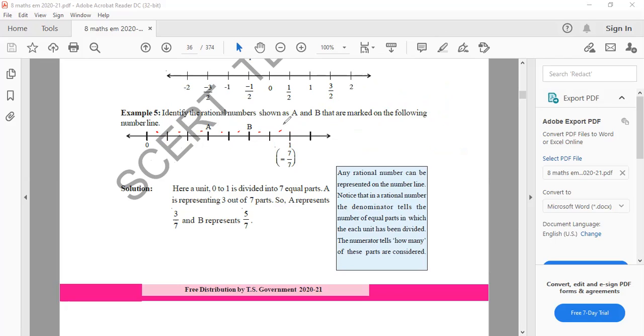The number line from here to here is divided into 7 parts. Okay. 7 parts. Here it is 1. You can write 7 by 7, which is nothing but 1 only. Okay. Here the value from here to here is 1 part out of 7. It is 1 by 7, 2 by 7, 3 by 7, 4 by 7, 5 by 7, 6 by 7. Now I'm understanding. It is 7 by 7.